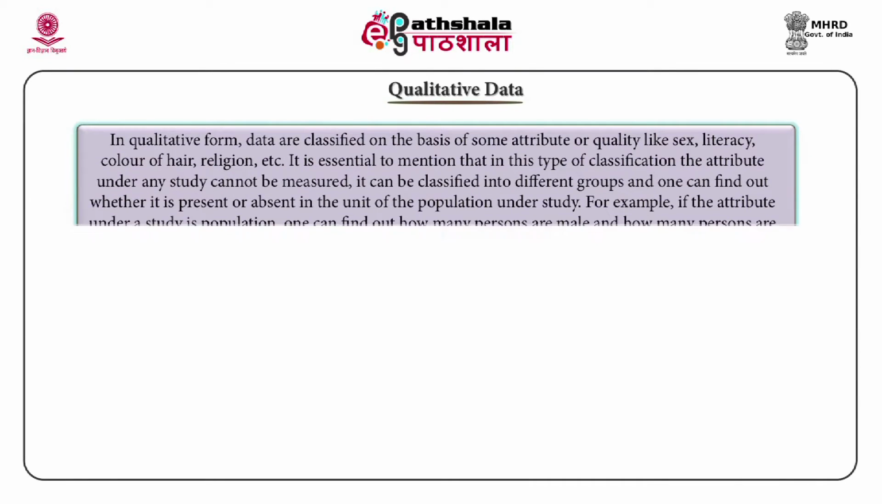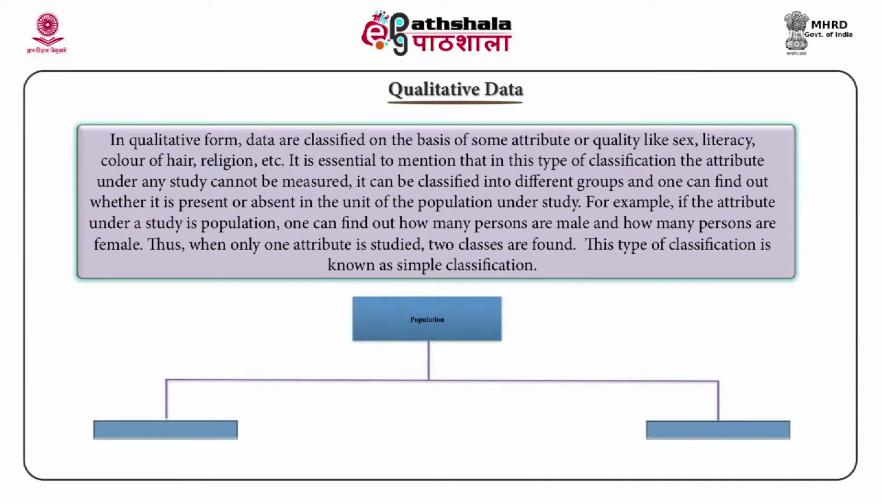In qualitative form, data are classified on the basis of some attribute or quality like sex, literacy, color of hair, religion, etc. It is essential to mention that in this type of classification, the attribute under study cannot be measured. It can be classified into different groups and one can find out whether it is present or absent in the unit of the problem under study.